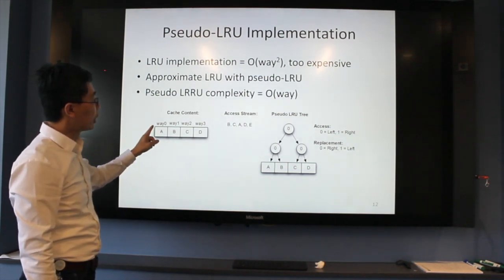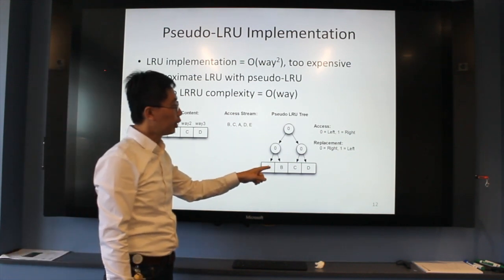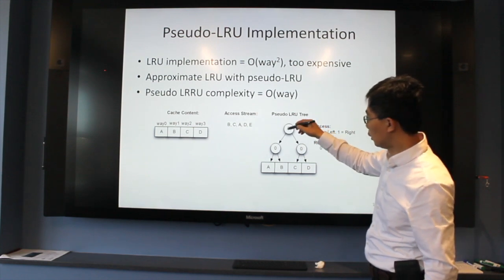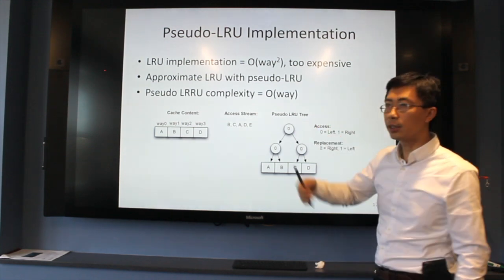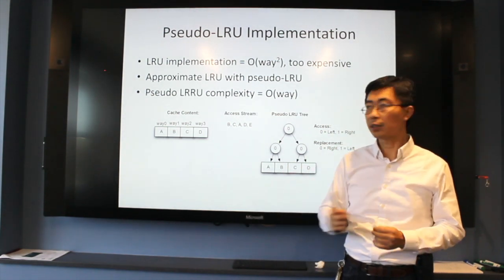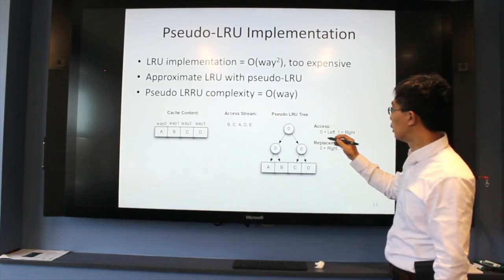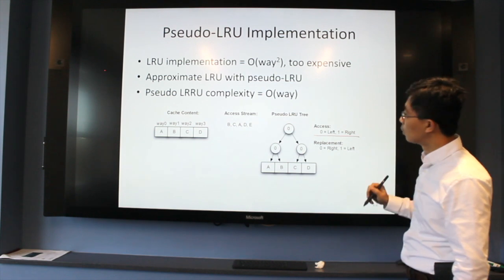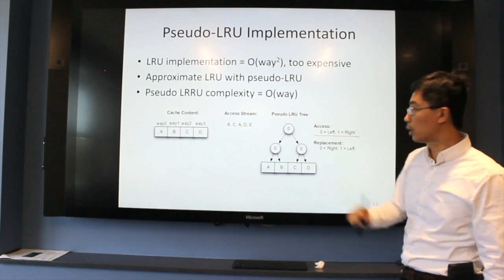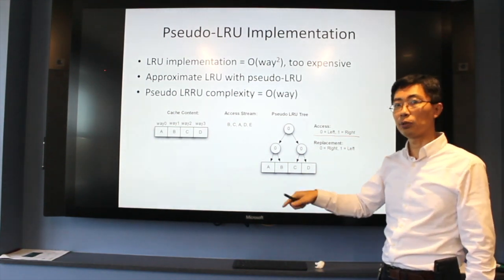Okay, suppose the cache content is like before, and then here essentially we construct a tree. The tree of bits, right? So the tree essentially indicates the path that it takes to access the block, right? So when we are accessing the cache, we use the following meaning: 0 means left and 1 means right. Okay? So that's how we encode the path to the most recently used block.